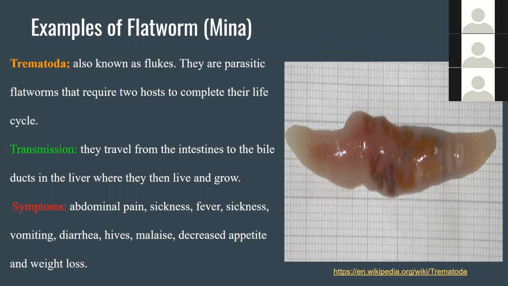All right, so here we get to the examples of flatworms. The first example is the Trematoda. It is also known as flukes. They are parasitic flatworms that require two hosts to complete their cycle. They get transmitted into the body by traveling from the intestines to the bile ducts in the liver, where they then live and grow. Some symptoms are abdominal pain, sickness, fever, vomiting, diarrhea, hives, malaise, decreased appetite, and weight loss.